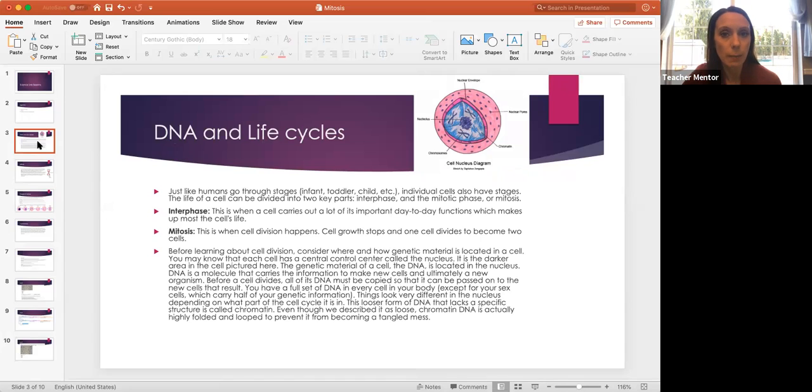When we start talking about mitosis, we have to talk about DNA and life cycles. Just like humans, think about ourselves, we go through stages. We're an infant, a toddler, a child, an adult, right? We have this life cycle. Our life begins, and of course our life ends, and through that entirety, we have different stages that our bodies go through. Well, this also occurs in all other organisms as well, but it also occurs in our cells. Pretty crazy to think about it.